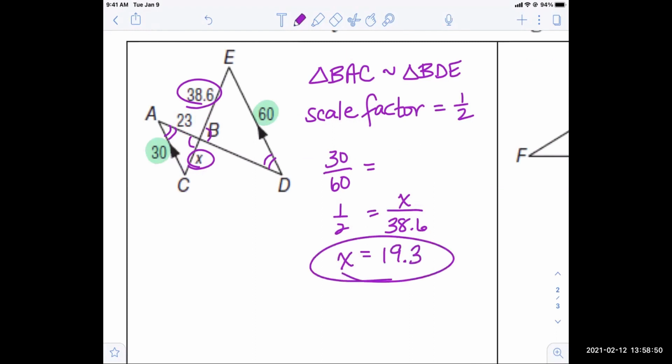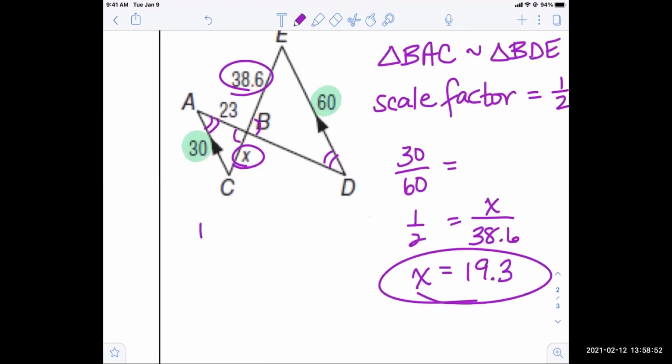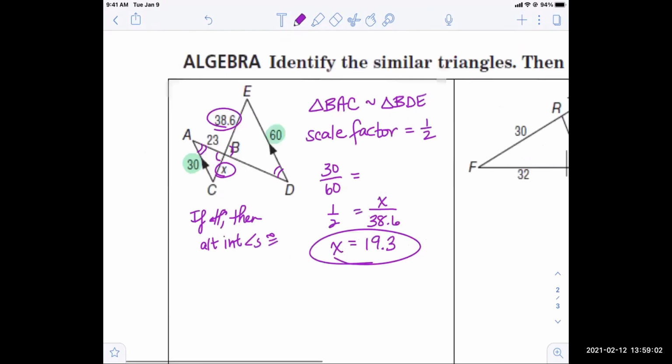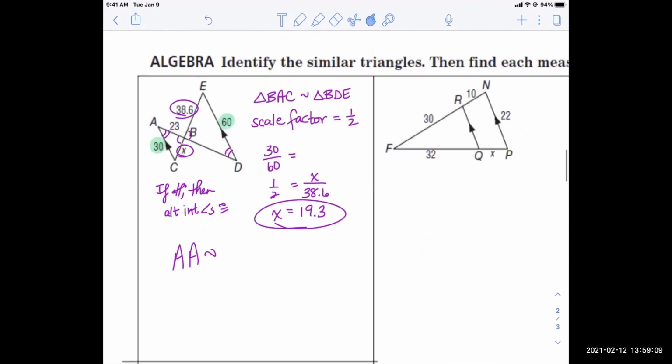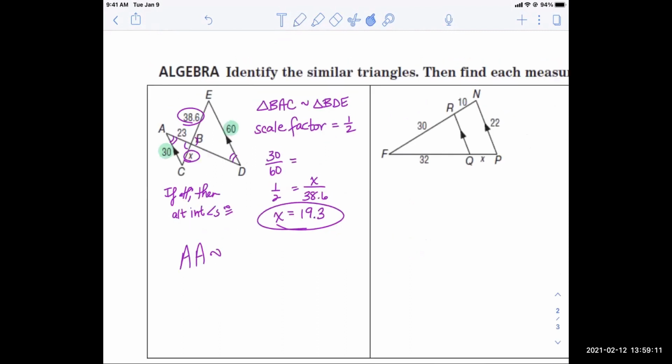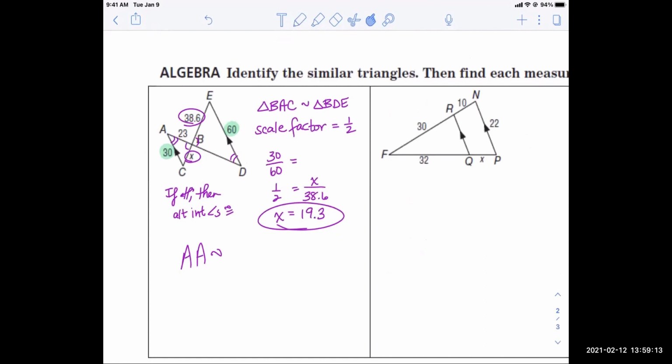Okay, and we're using that parallel lines cut by transversal make alternate interior angles congruent. The triangles are similar by angle similarity. Okay, how about the next one? Kylie, tell me what you can get from parallel.